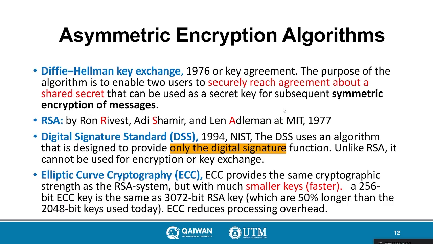In 1994, NIST designed the DSS, an algorithm that is designed to provide only the digital signature. Unlike RSA, it cannot be used for encryption or key exchange. RSA can be used to encrypt a message or share a key. However, the digital signature standard will only be used for digital signatures.